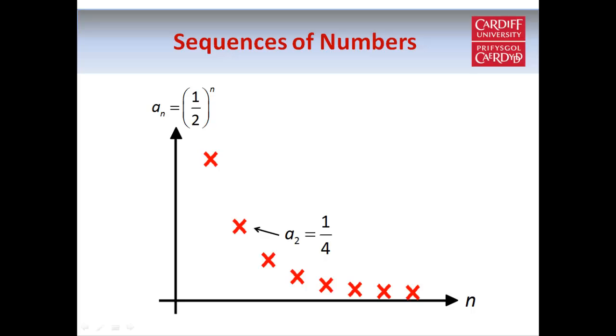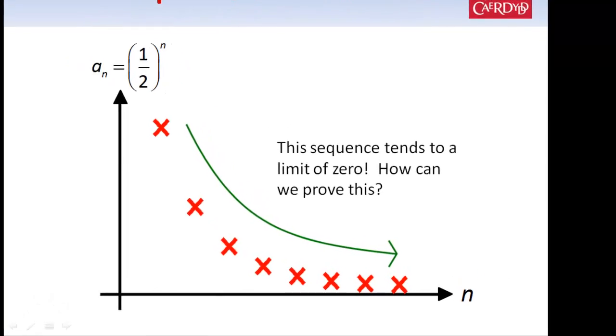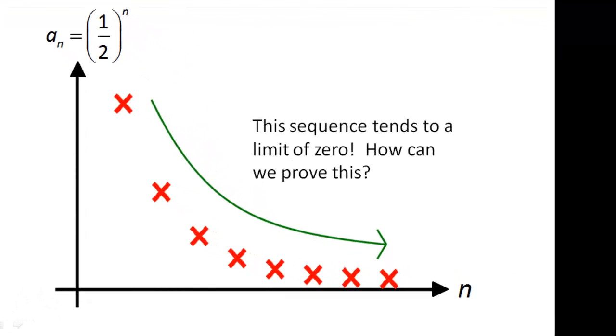And as the sequence goes on, the terms get smaller and smaller. So for example, we have a8 equals 1 over 256. And if you had to say what happens to the terms in the sequence as it goes on and on, you'd say that the terms approach a value of 0. In other words, the sequence tends to 0 or converges to 0. So it's all very well being able to recognise that from the diagram, but how can we actually prove it?